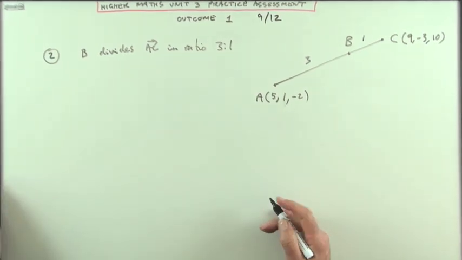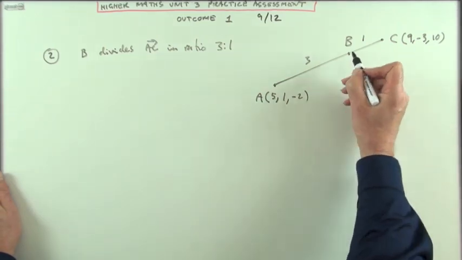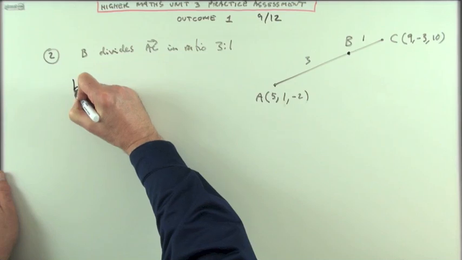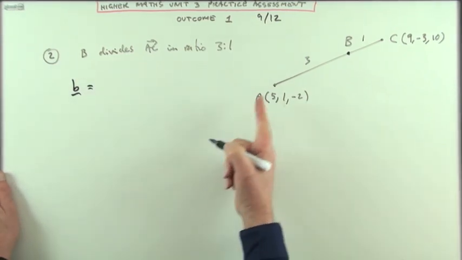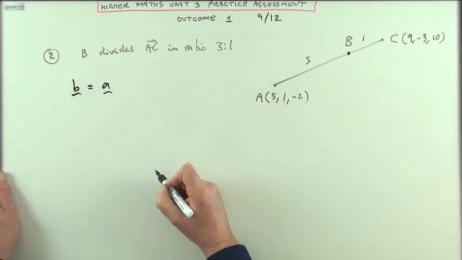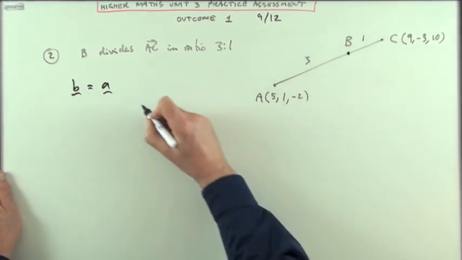Now the other way would simply be to say, well, I want the point B, so how do I get there? How can I get to that point B? Well, I know how to get to A, so I'll start at A, and I know how to get from A to C.